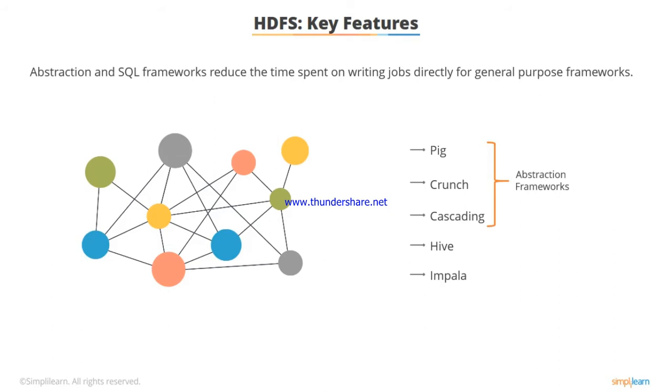Apache Crunch provides a higher-level API that can be used to run MapReduce or Spark jobs. Cascading is also API-based and can run on MapReduce or TES. Hive and Impala are SQL frameworks. Hive can run on MapReduce, TES, and Spark. Special-purpose SQL engines, such as Impala, Presto, and Apache Drill, aim at faster SQL.